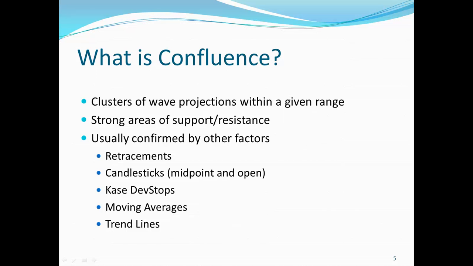So for instance, out of those 50, 10 of those 50 might be in a plus or minus range of $80. And another 5 might be $75, and another 3 might be at $70. So these are the confluence points in the analysis. Generally, these will help us to identify strong areas of support or resistance, and they're usually confirmed by other factors. We use factors like retracements, candlestick midpoint and open, the Case dev stops, moving averages, like the 50-day moving average or the 200-day moving average, and trend lines.